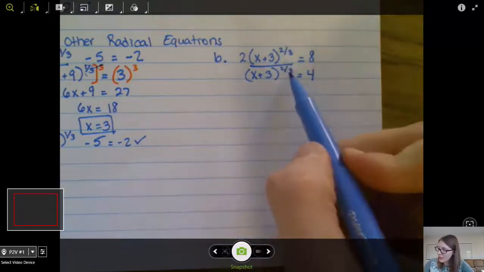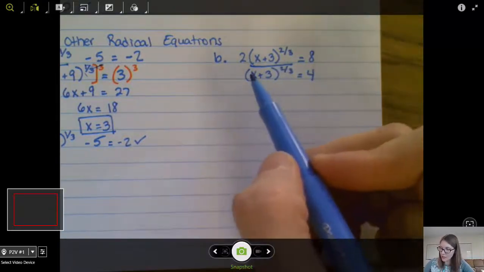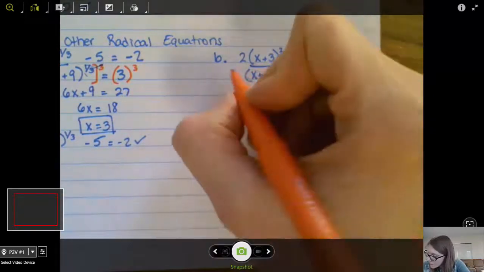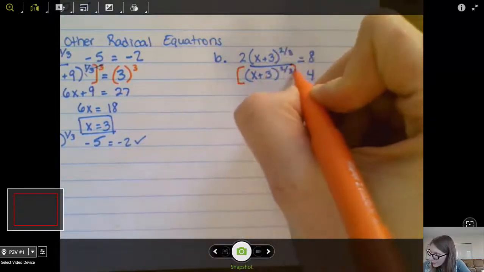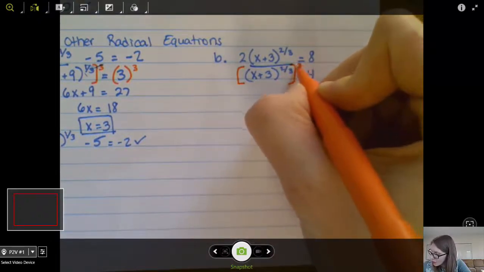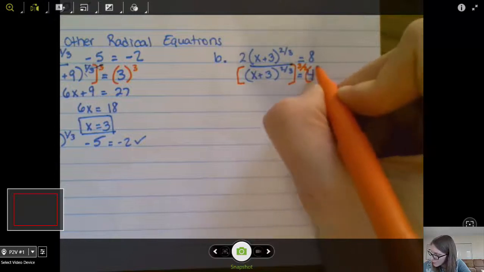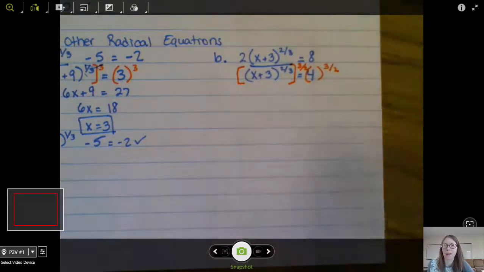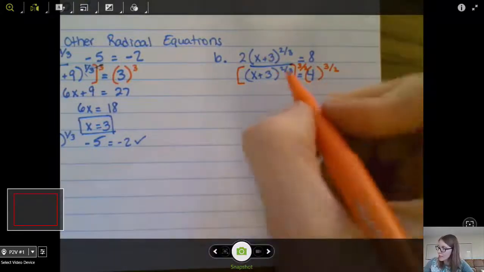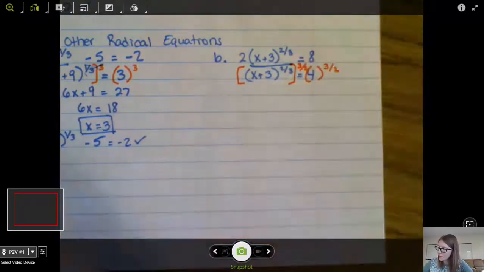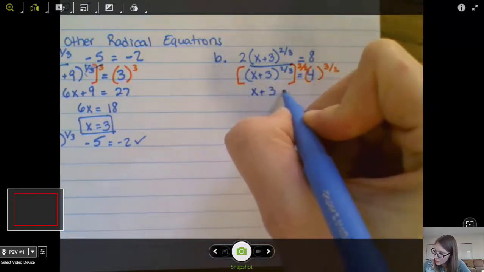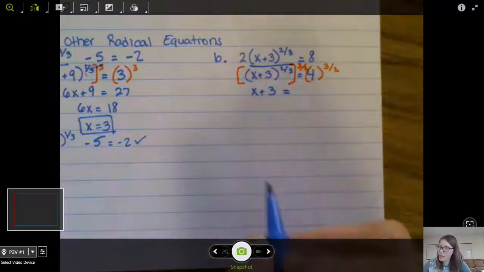And then to get rid of the exponent that's here, just like what we saw before, we take each side to the reciprocal power. Right now I have the 2/3 power here. I need to take each side to the 3/2 power. Take each side to the 3/2 power. So these exponents cancel each other out. We get x + 3 = 4^(3/2).